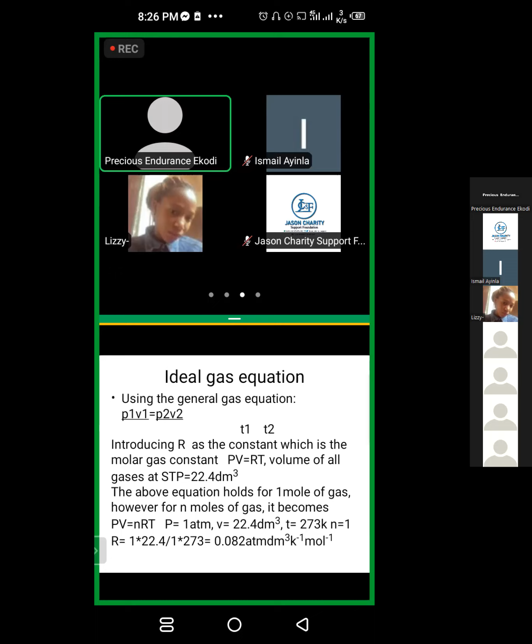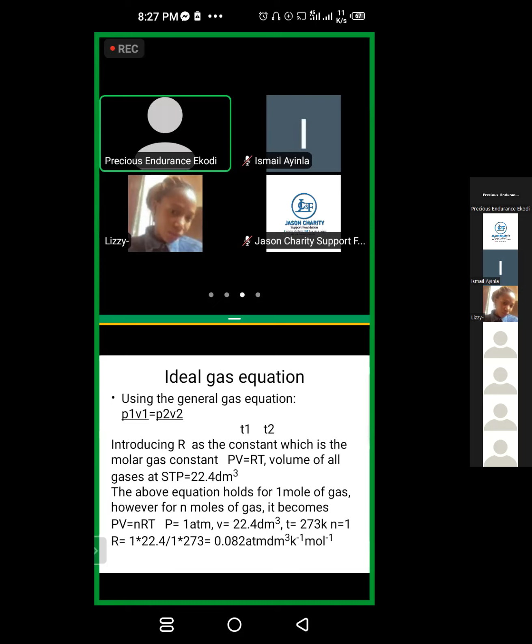So how do we know the value for R? We know that the pressure is 1 atm. We know that the volume is 22.4. We know that standard temperature is 273. And now, standing in for 1 mole of gas, we have R equals 1 times 22.4 divided by 1 times 273. That is what we did here. We made R the subject of the formula.